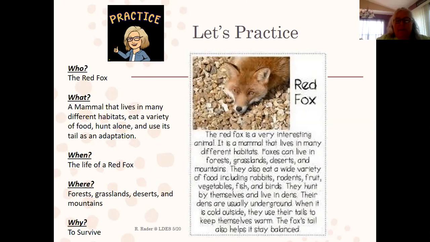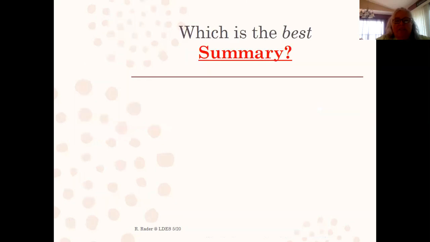Well, who is it about? The red fox. And what are we talking about? A mammal that lives in many different habitats, eats a variety of food, hunts alone, and uses its tail as an adaptation. You remember that from science, reading, adaptations. When? The life of a red fox. Where? Where they live: forests, grasslands, deserts, and mountains. And why? To survive. So, from what we just read, and we did our 5 W's, which is the best summary?